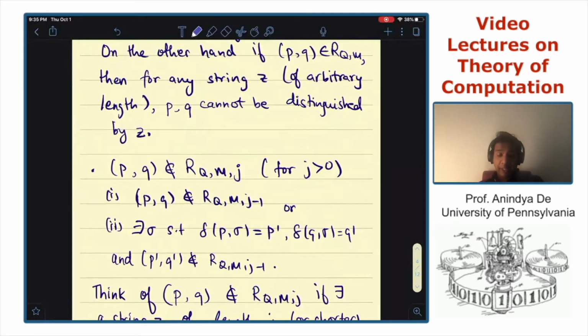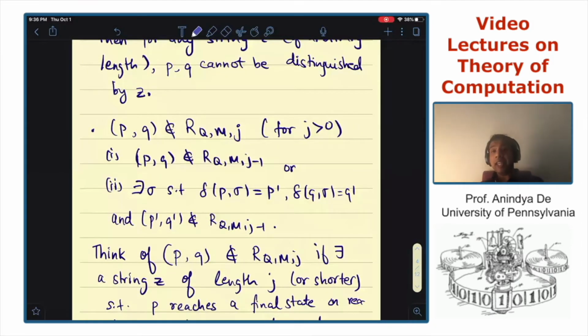So we say two states P, Q are not in R_{Q,M,J} if either they are not in R_{Q,M,J-1}, so two strings which are in different equivalence classes in R_{Q,M,J-1} are automatically in different equivalence classes with R_{Q,M,J}, or there exists a symbol sigma such that P on reading sigma goes to P prime, Q on reading sigma goes to Q prime, and P prime, Q prime are in different equivalence classes with respect to the (J-1)th equivalence relation, R_{Q,M,J-1}.